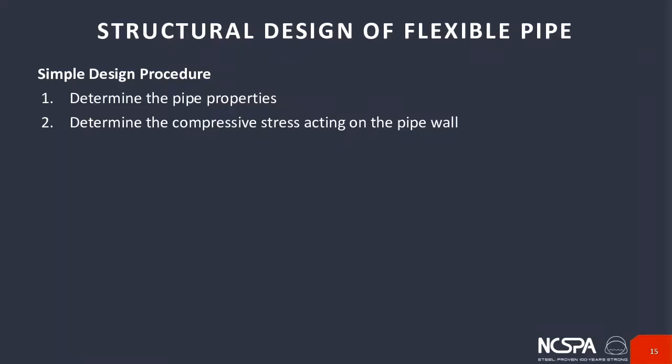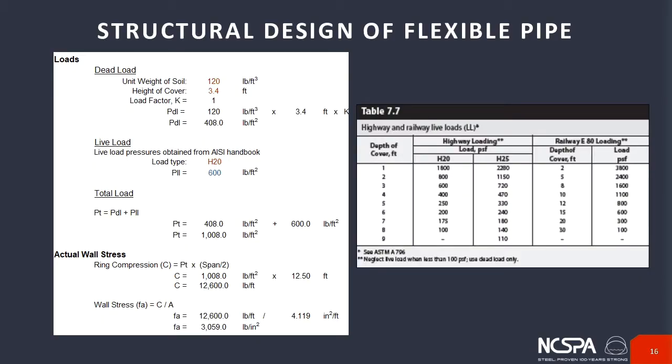So the next step would be to determine the compressive stress that's acting on the pipe wall. In order to do this, we need to first accumulate what the loads are that are being imparted on the buried pipe. That's really broken down into 2 different categories. There's a dead load, which is really just the overburden pressure of the weight of the column of soil that sits directly above a vertical projection of the pipe itself.